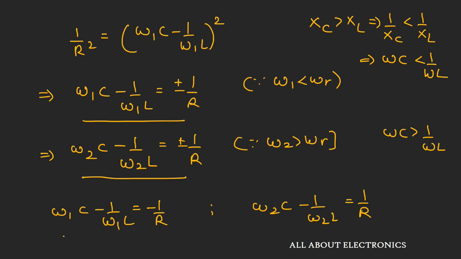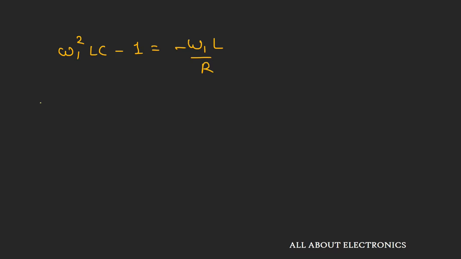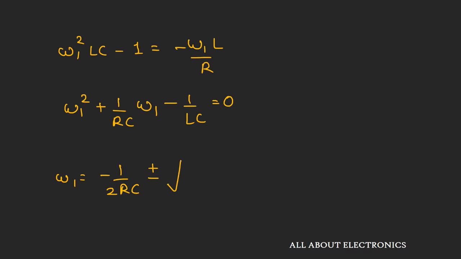So now let's solve this first equation. If we simplify this equation, we will get ω1² + (1/RC) ω1 − 1/LC = 0. Now this equation will have 2 roots. The roots of this equation can be given as −1/(2RC) ± √((1/(2RC))² + 1/LC). Now here the frequencies cannot be negative, so we will only consider the positive term.